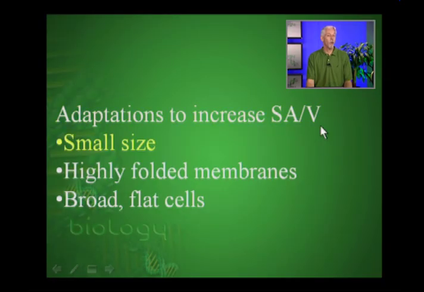Okay, now there are other adaptations to maintain a high surface area to volume ratio. Certainly one is to be small. Also having highly folded membranes, cellular membranes on the surface especially, will increase surface area relative to volume. Also being broad and flat would be another adaptation that could do this as well. So again, the idea is to minimize the distance between the surface and the interior of the cell. In that way, chemical reactions can occur at a rapid speed.